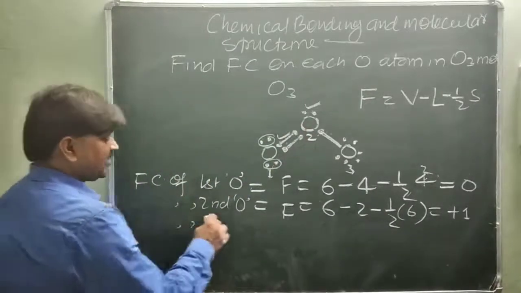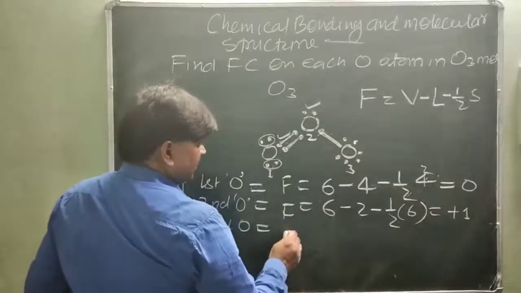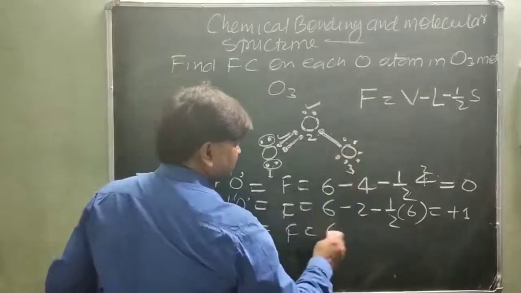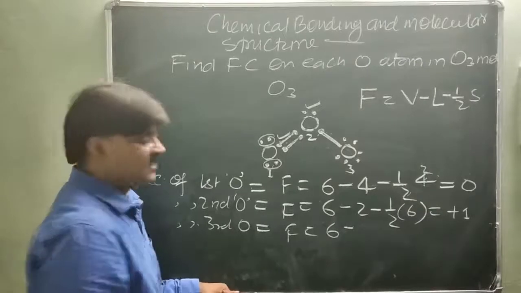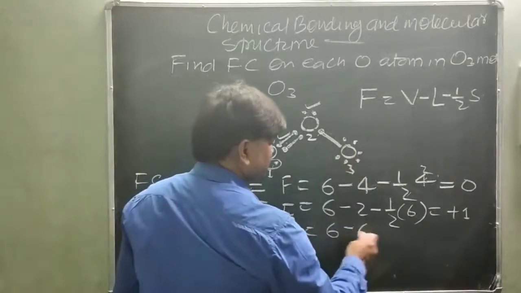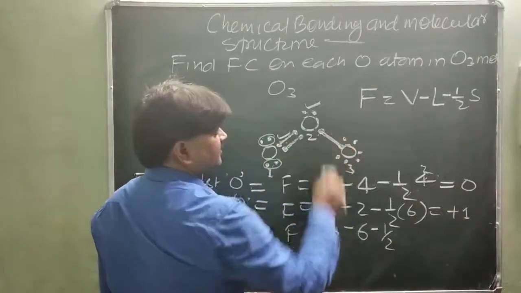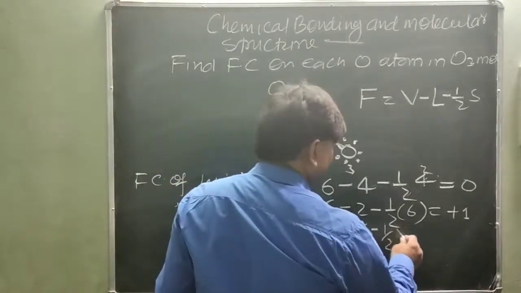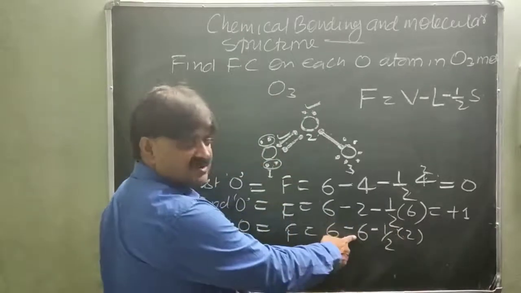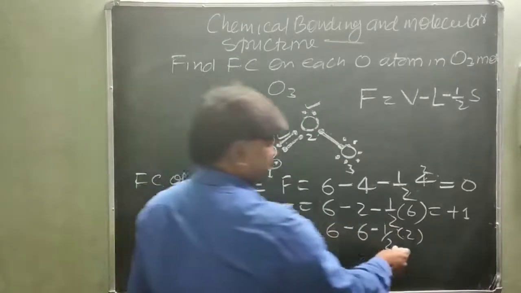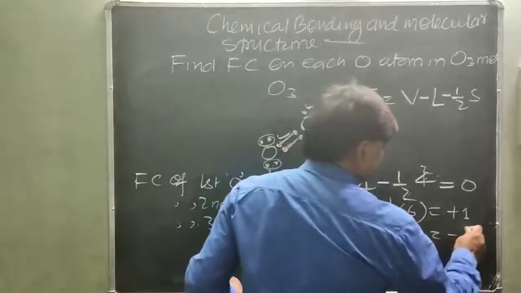Now the formal charge on the third oxygen. This is at this oxygen. Formal charge is equal to valence electrons, same 6, minus the number of non-bonded electrons or lone pair electrons. How many electrons? 2, 4, 6. 6, minus half into how many bonded electrons? Only 2 electrons are bonded. So half into 2 is 1, minus 1 and minus 6, minus 7 and plus 6. So this is minus 1.